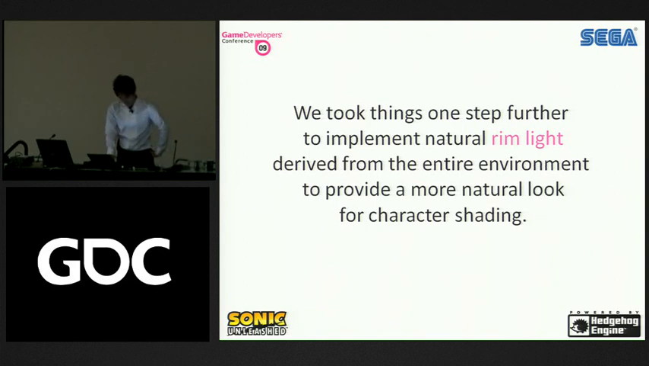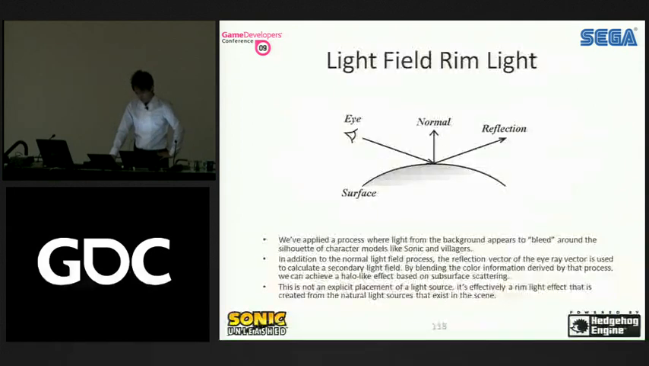Now, we took things one step further to implement natural rim light derived from the entire environment to provide a more natural look for character shading. We call this light field rim lighting. Sonic and the villagers will have something almost like backlighting. And we want sort of more of a halo effect around the outside of the characters.